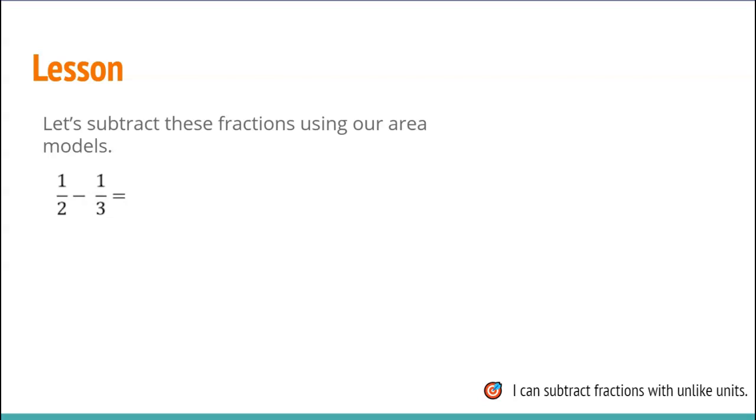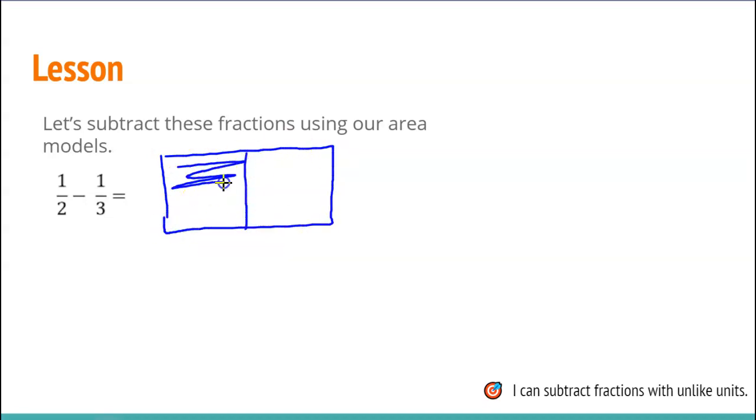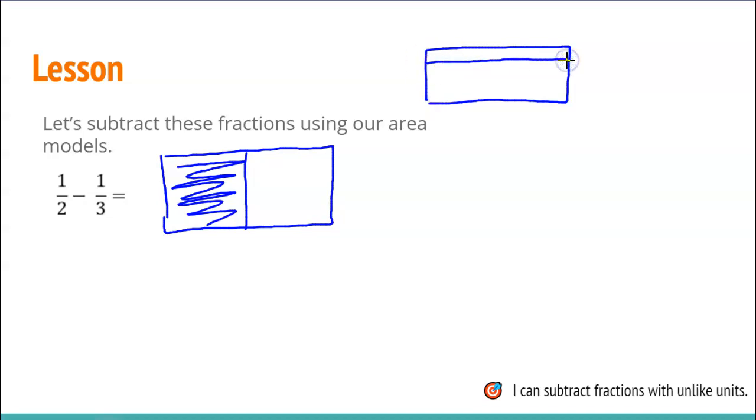Alright, so let's go ahead and look at this real quick. We are going to use our area models to help us. I'm going to start by showing 1/2. And I'm really going to keep in mind that my 1/2 is my total, so this is what I'm working with. But to go ahead and find a common denominator, I'm going to put 1/3 off to the side here, just so that way I can find that common denominator. But I know that I'm not combining these, I am separating.